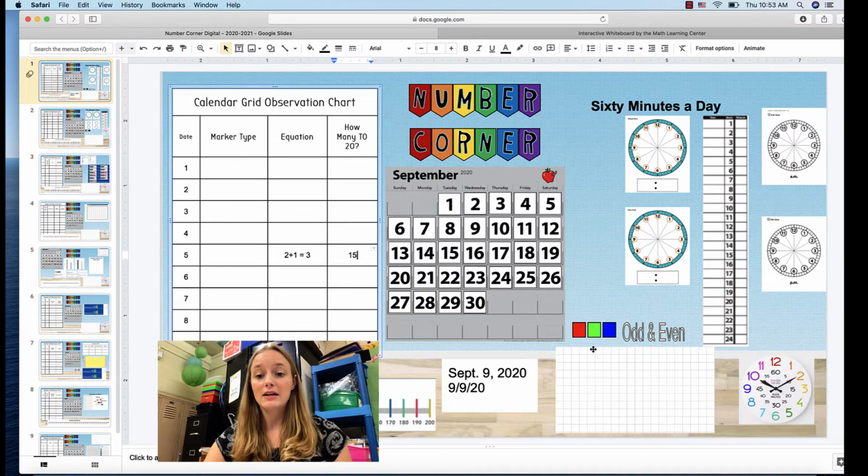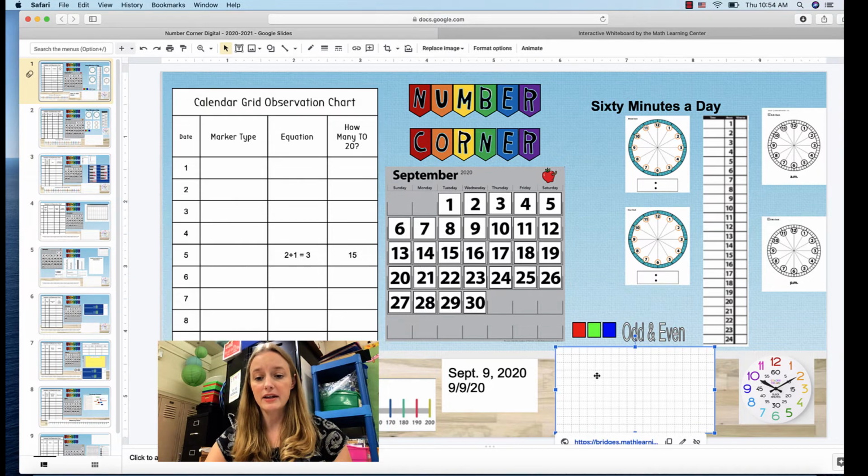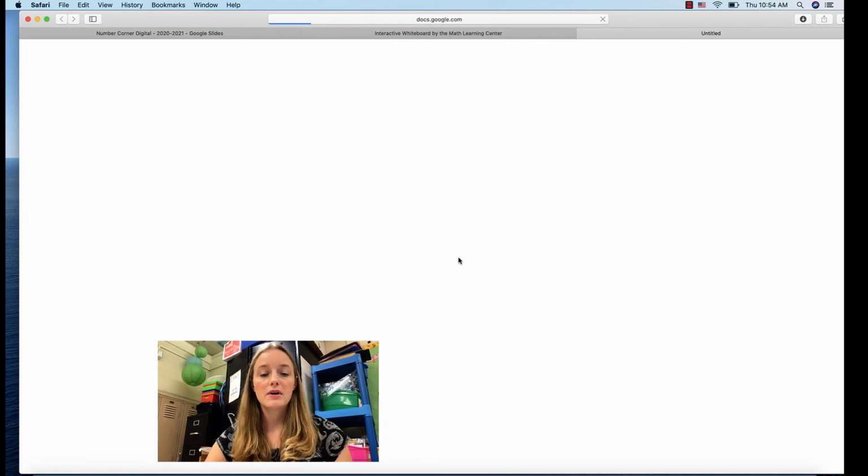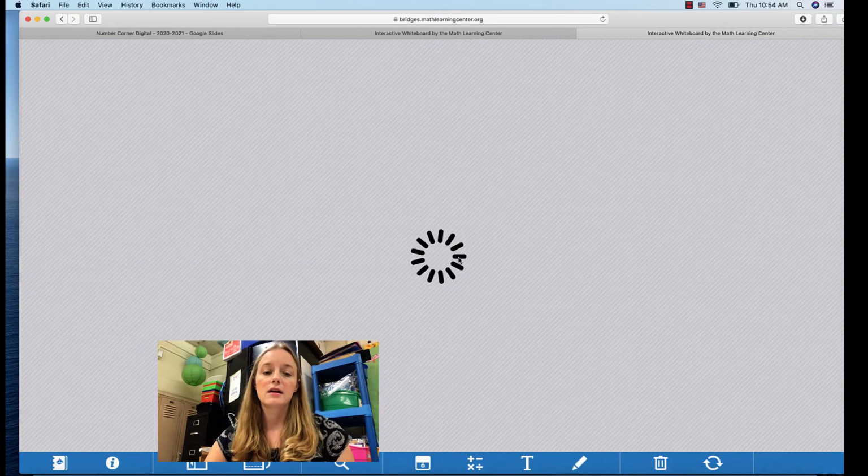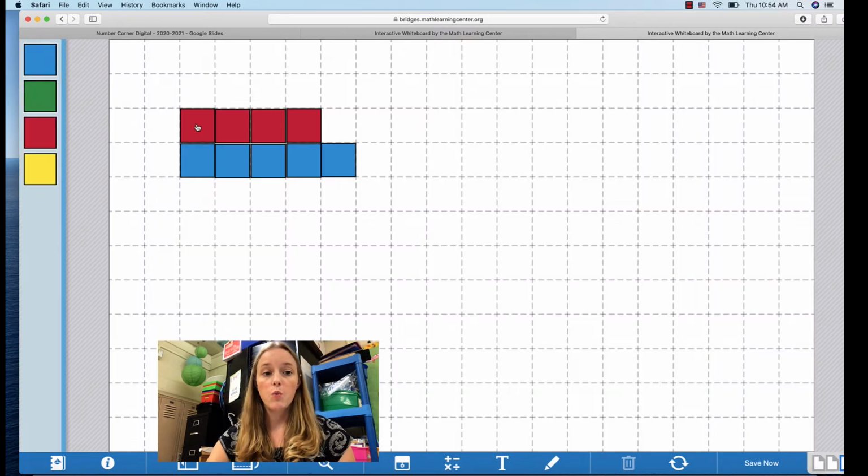And I'm going to go into this odd and even section here. For odd and even, we are going to be focusing on these tiles that you see. And I want you to think, what shape are these tiles? I hope you came up with a square, right? So these are all squares. How many squares do I have on my board right now?